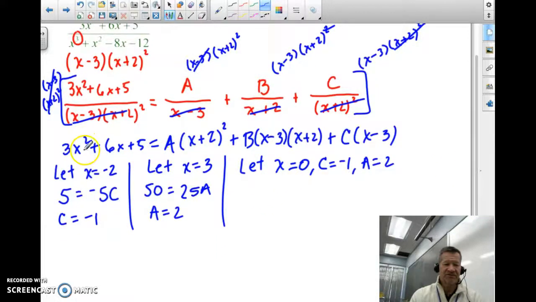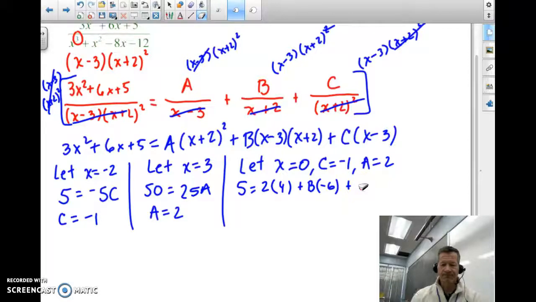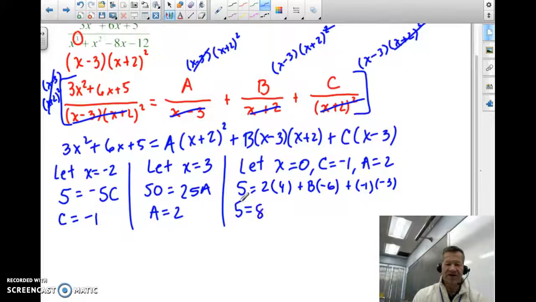So let x equal 0. 0 plus 5 is 5, equals a is 2 times 0 plus 2 squared, that's 4, plus b times, if I put 0 in, I get negative 3 and 2. Negative 3 times 2, that's negative 6, plus c, which, oopsie, I know what c is. C is negative 1. So plus a negative 1 times putting 0 in here, I get negative 3. So let's do this quickly. 5 equals 8 minus 6b plus 3. 8 and 3 make 11. If I subtract that 11, I get negative 6. And then dividing by negative 6, I find out that b is 1.